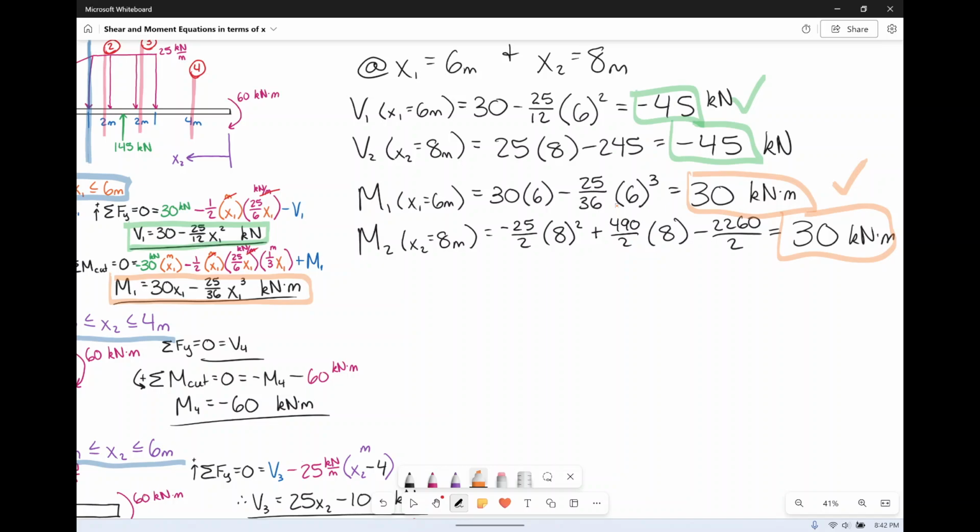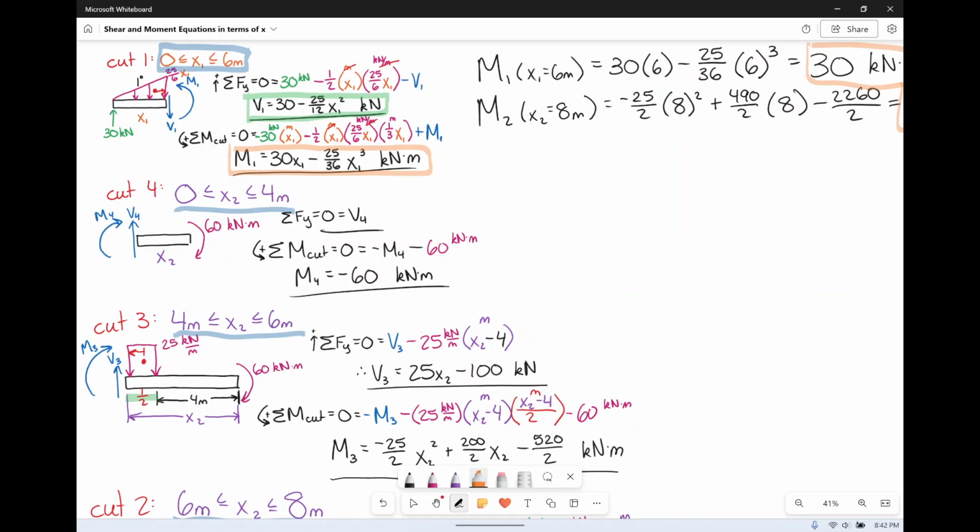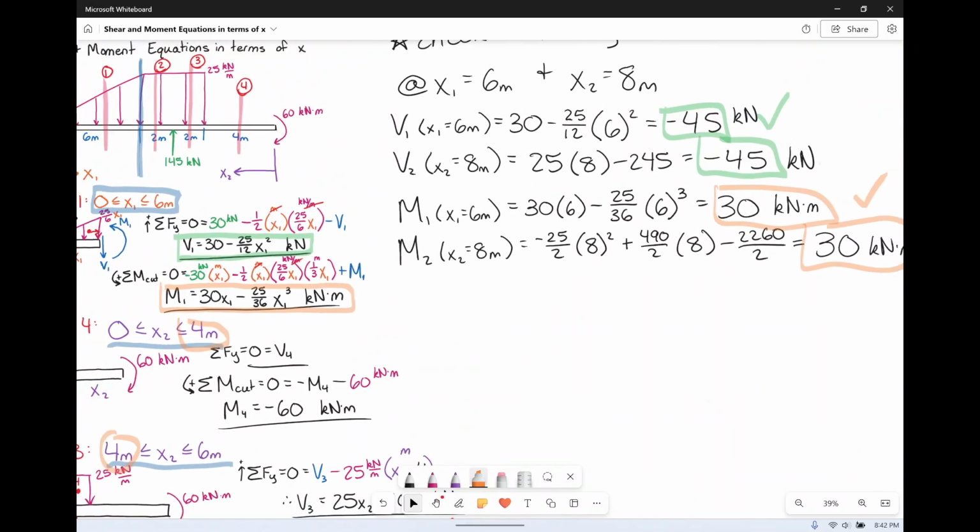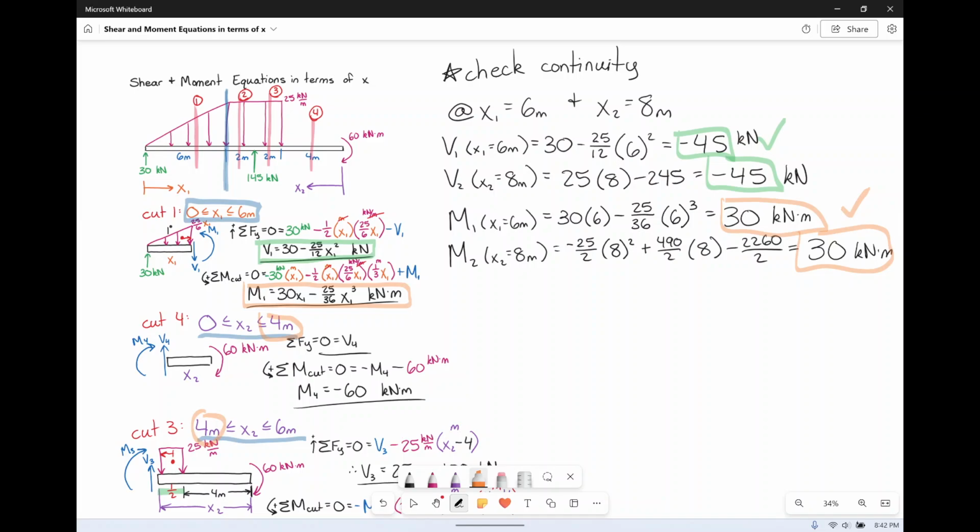Technically, you could do this at every single one of these, right? Where you had 4 here, you had 4 here. They should give you the same number unless you have a concentrated point load or a concentrated point moment. Because when you're doing these cuts, if you do have a concentrated point load, your cut goes right up to it but does not include it.